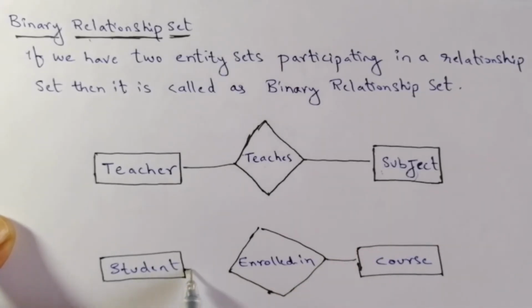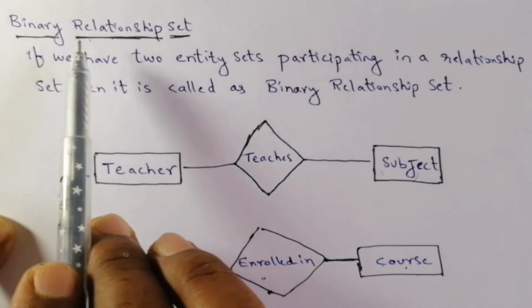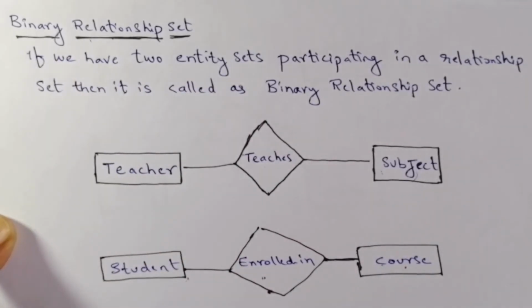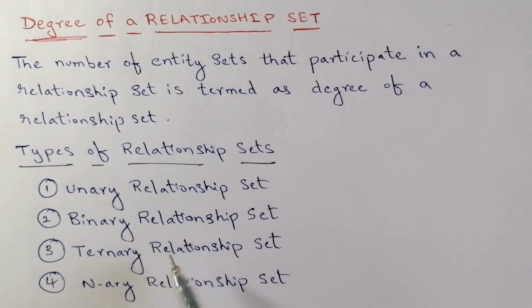So we have given the links. We are going to study about this link. They are most important, right? So here how many entities have participated? Two entities in a relationship, right? So it is also another example. Such type of relationship set is called a binary relationship set. So we have studied about the binary relationship set.